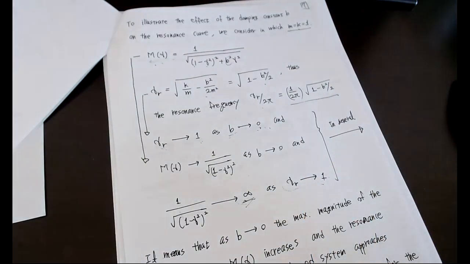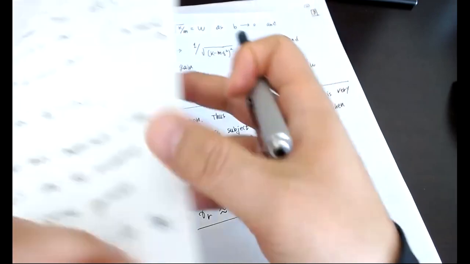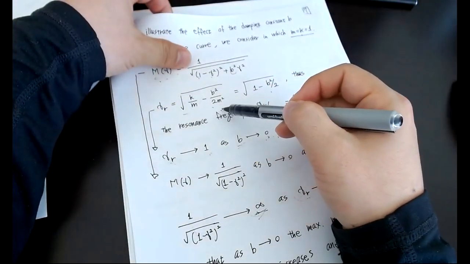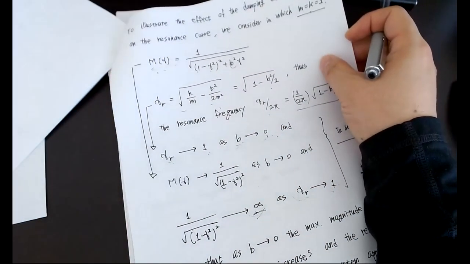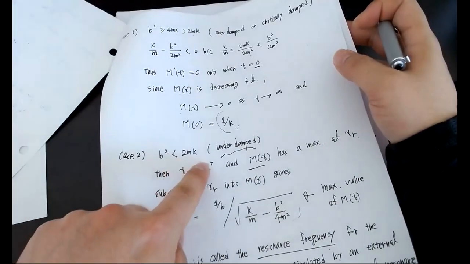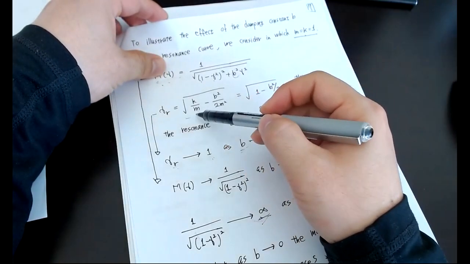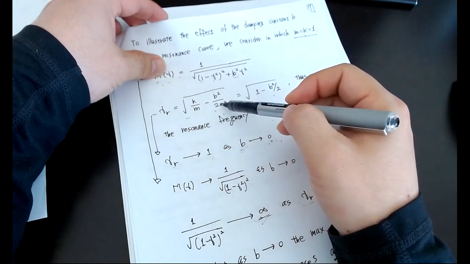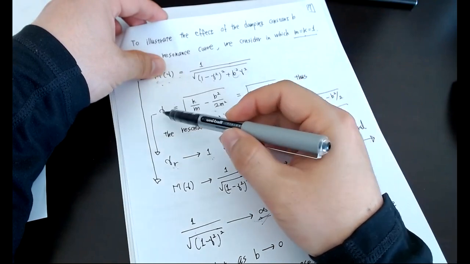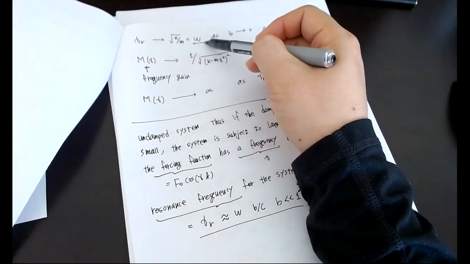Okay. So let me generalize this. This is really important. Listen carefully. Gamma r is this, right? So for any m and k satisfying this condition under damped, gamma r approaches the square root of k over m as b approaches 0. If b approaches 0, then this fraction approaches 0, so k over m is going to be left. So gamma r approaches the square root of k over m. But the square root of k over m is what? Omega.